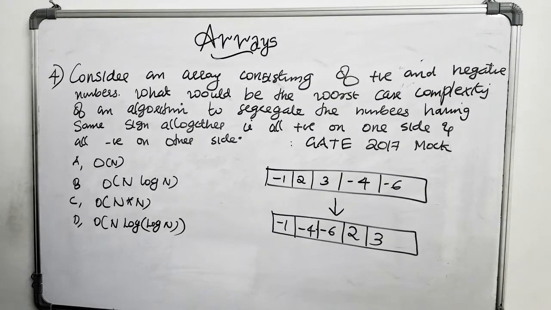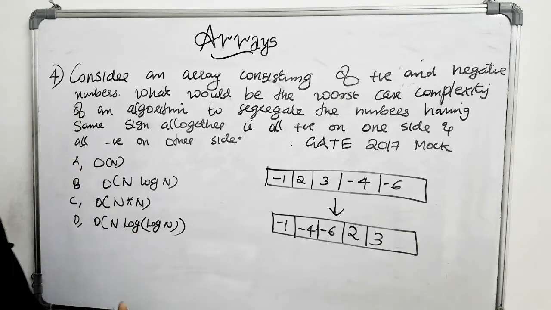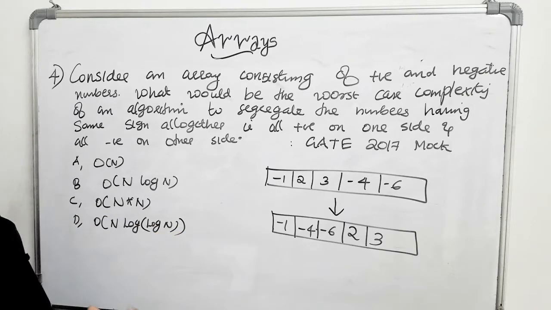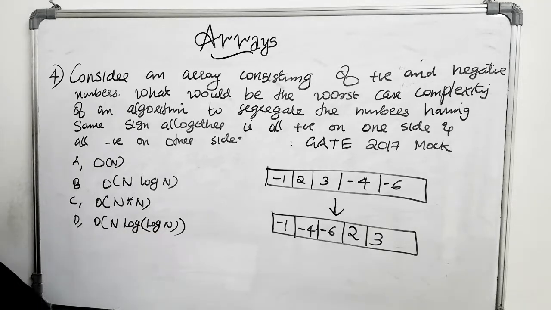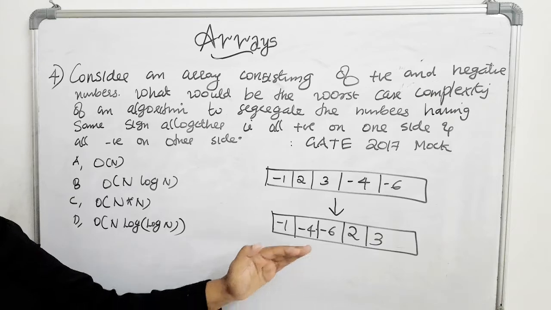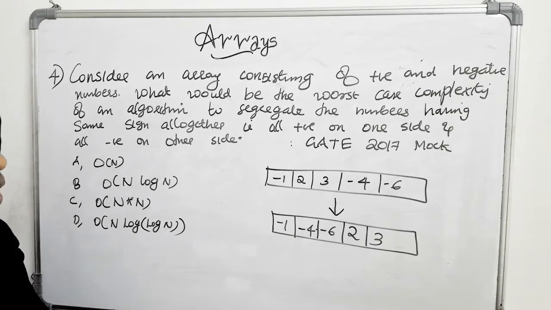And we are asked to find out the worst case complexity of this algorithm, of any algorithm. That is, what is the amount of time that we may need in the worst case. So we will look at the possibilities. These are the numbers, and we need to segregate them into a form like this: all negative numbers on one side and all the positive numbers on the other side.